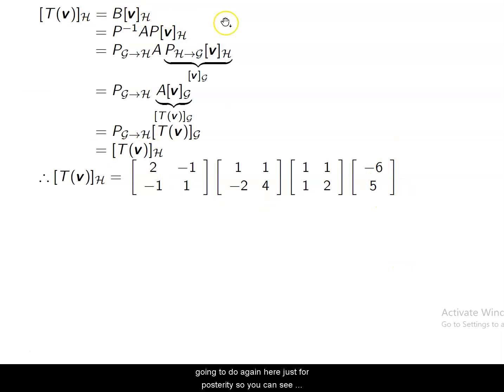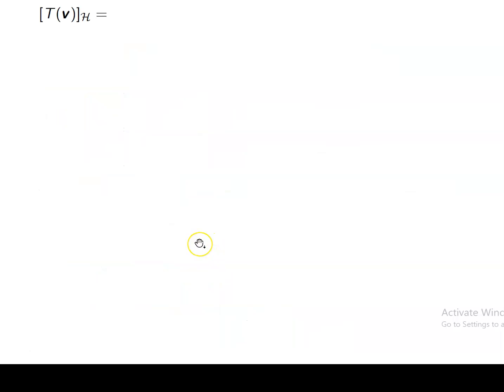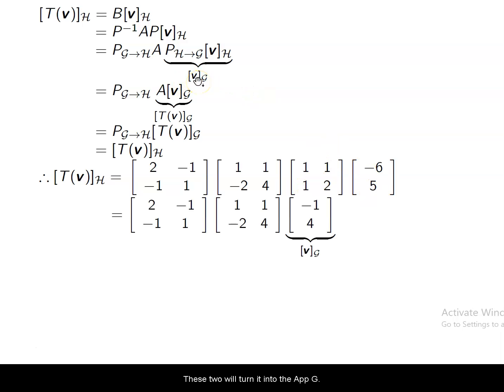And so what I did up here, I'm basically going to do again here, just for posterity so you can see what it is that I'm doing. So again, this first set of multiplication here is going to take this V of H that I have, negative 6, 5, and it's going to turn it into the representation in G. Multiplying these two first, we'll take my V of H, and these two will turn it into V of G.